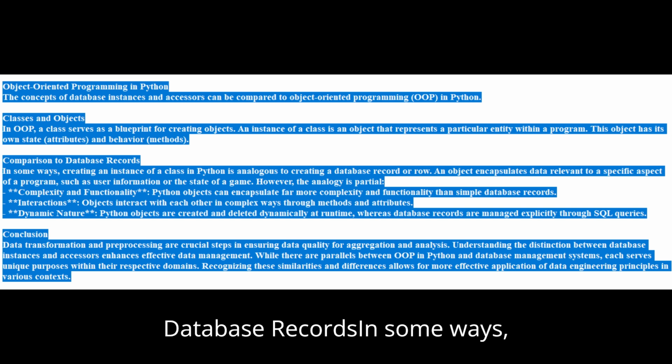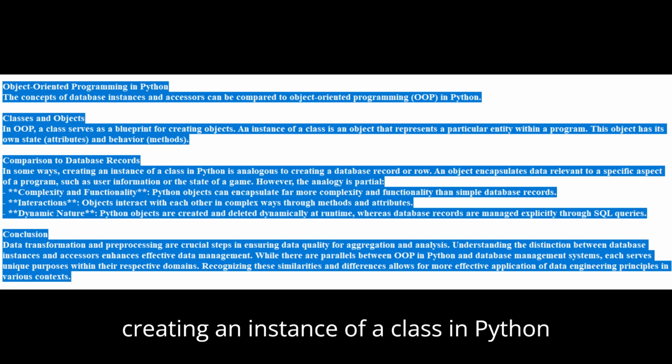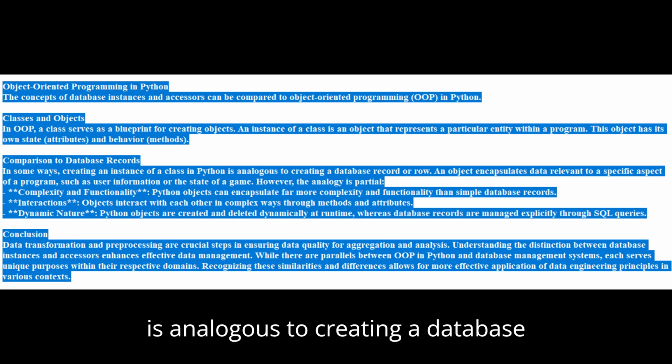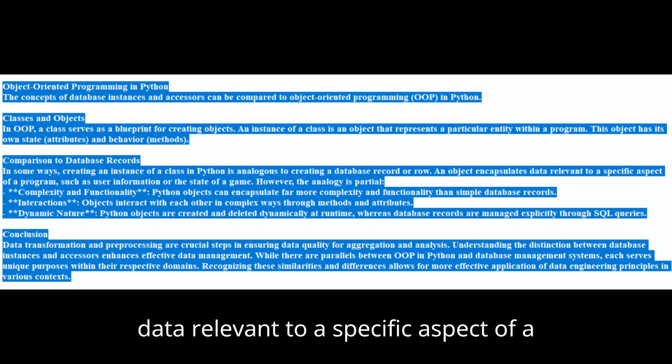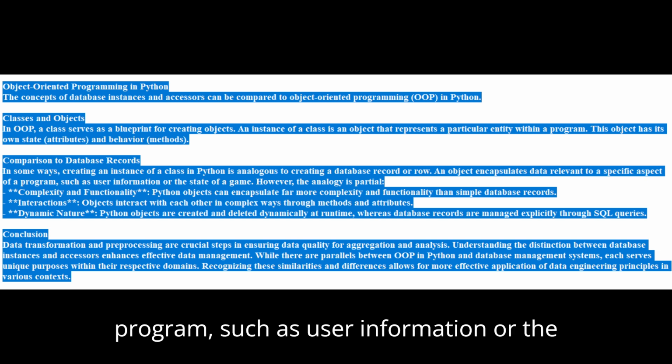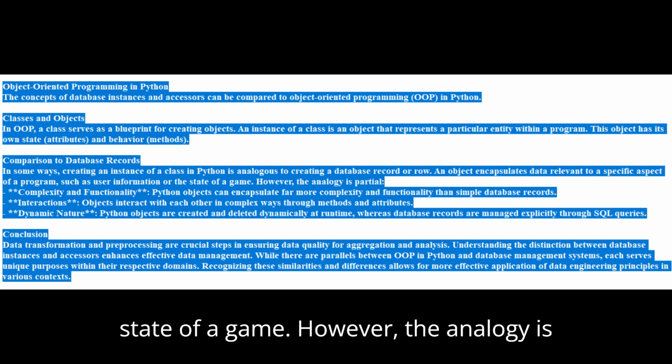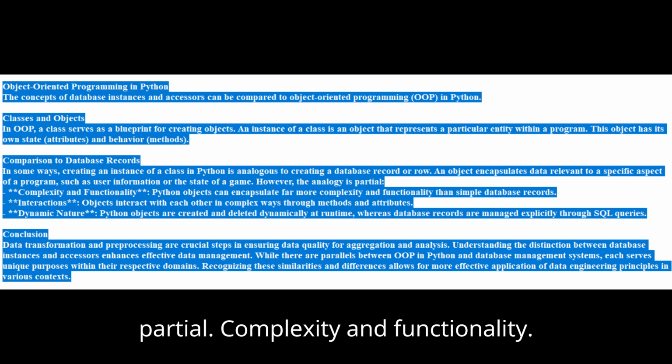Comparison to database records. In some ways, creating an instance of a class in Python is analogous to creating a database record or row. An object encapsulates data relevant to a specific aspect of a program, such as user information or the state of a game. However, the analogy is partial.